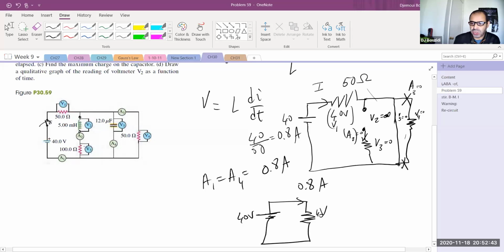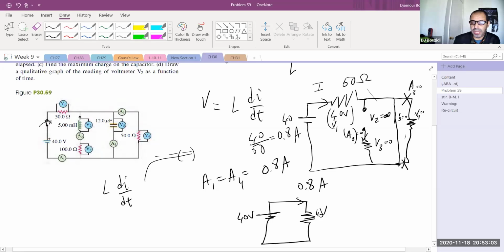For the inductor, when it's fully charged, the current will be steady, so the voltage V2 will become 0. Remember, V equals L di over dt. When you wait a long time, the current will be steady, so di over dt, the derivative of a constant, is 0. So V2 will be 0.